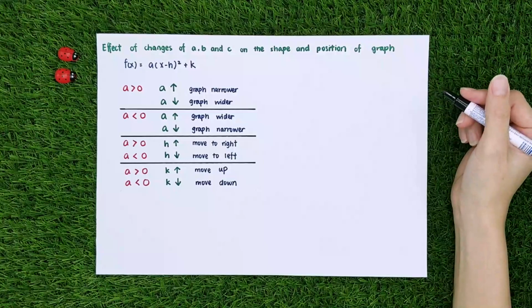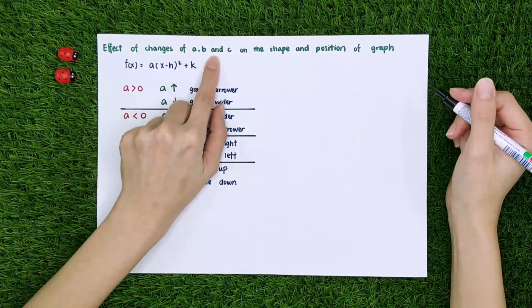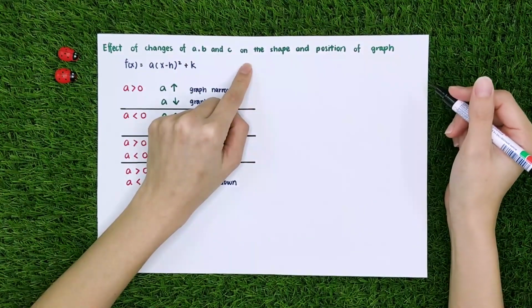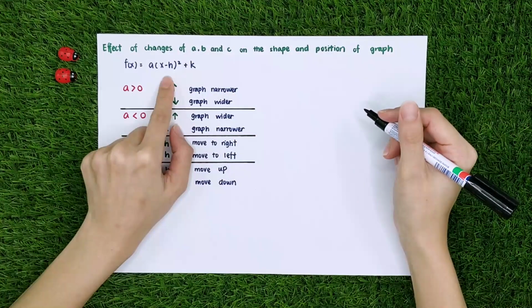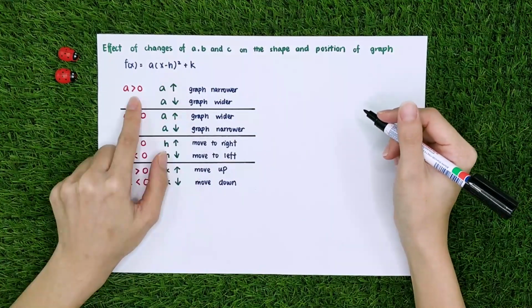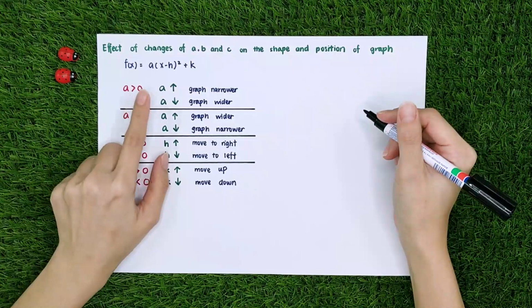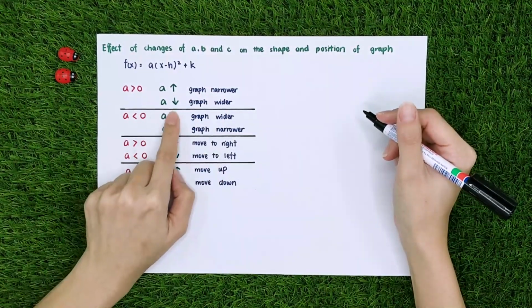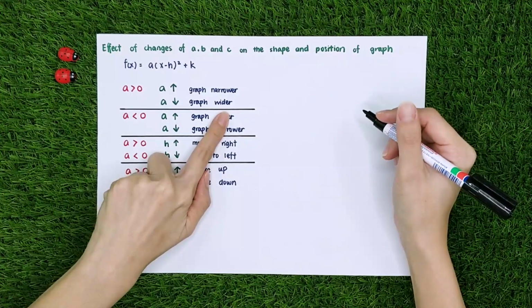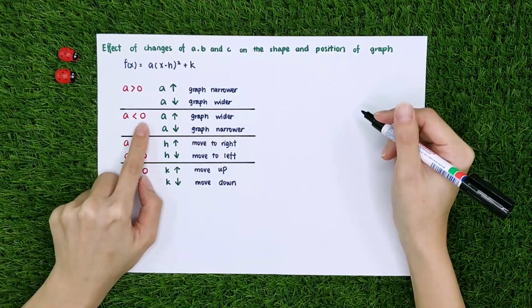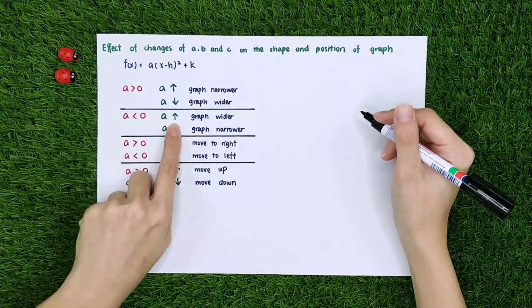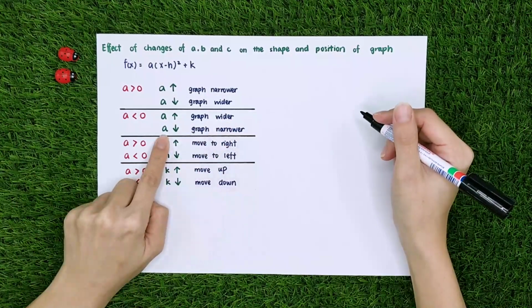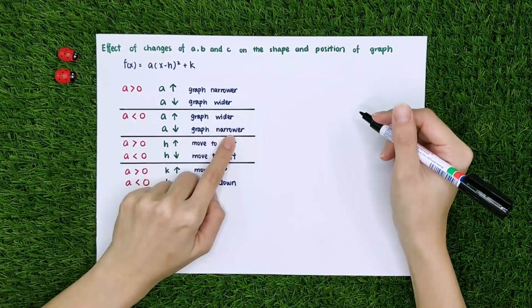Let's see what is the effect of changes of a, h, k on the shape and the position of the graph for the vertex form of the quadratic function. Okay, when the coefficient a is greater than 0, when a increases, the graph will be narrower. If a decreases, the graph will be wider. If the coefficient a is smaller than 0, when the value of a increases, the graph will be wider. When the value of a decreases, the graph will be narrower.